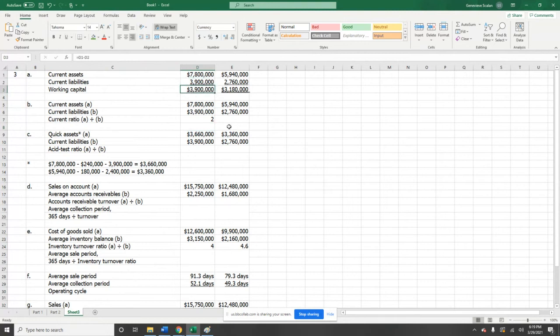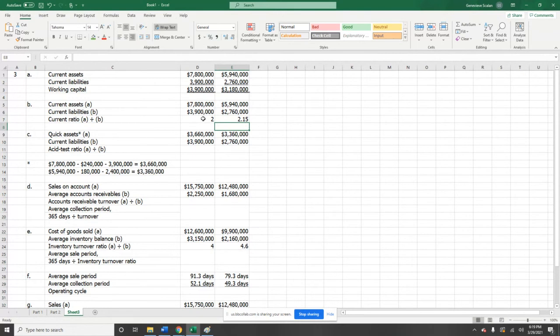So you had enough working capital to cover liabilities twice, and that's telling you I have enough working capital to cover liabilities twice. And so this is equal to current assets divided by current liabilities. Last year I had enough working capital to cover current liabilities 2.15 times. So not quite as good a position, but not horrendous.